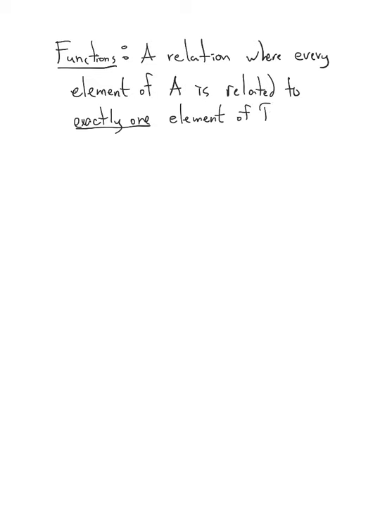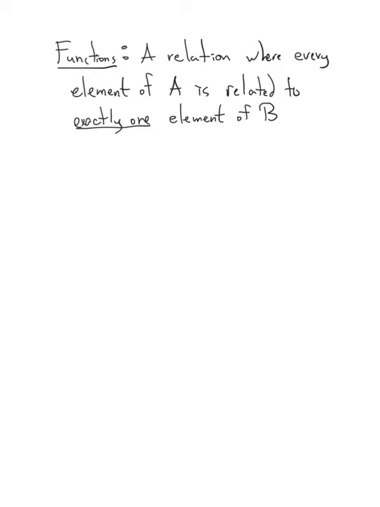of B. So notice it doesn't say anything about the elements of B, how many elements can be related to them. It could be loads, it could be none, we don't care. The definition of a function only talks about how many elements of A are related to, and that is exactly 1. So let's look at our previous examples here, and we'll see that they are not functions.